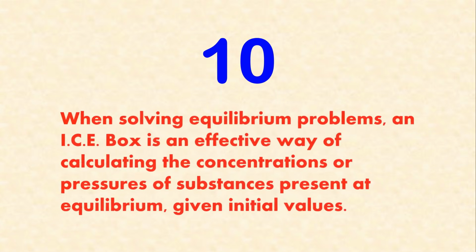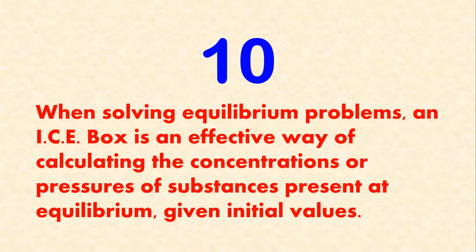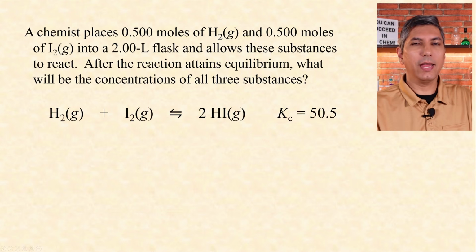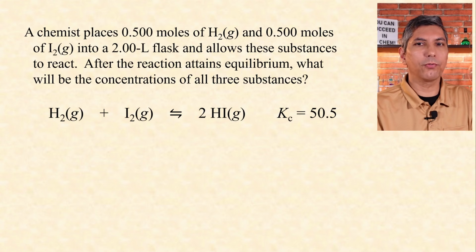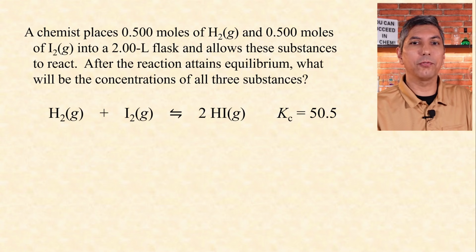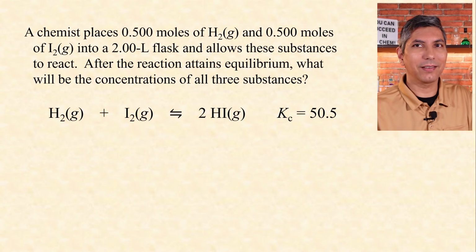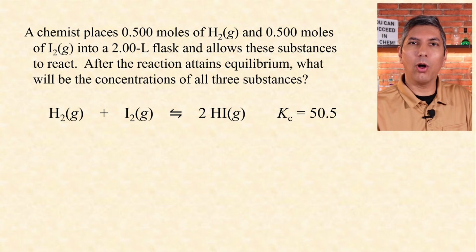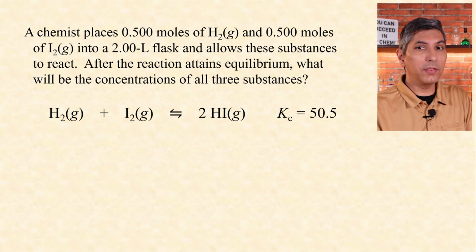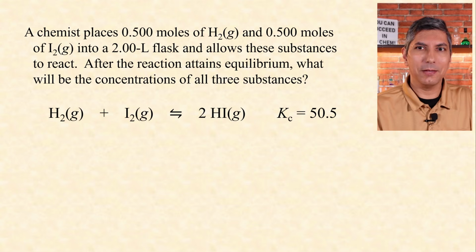Number 10. When solving equilibrium problems, an icebox is an effective way of calculating the concentrations or pressures of substances present at equilibrium given initial values. Let's say we have this problem, in which a chemist places 0.5 moles of hydrogen and 0.5 moles of iodine gas into a 2-liter flask and allows these substances to react. After the reaction attains equilibrium, what will be the concentrations of all 3 substances? We're given the balanced equation and the value of Kc.